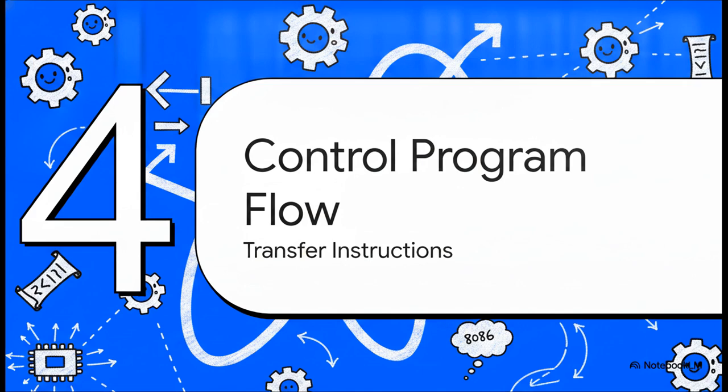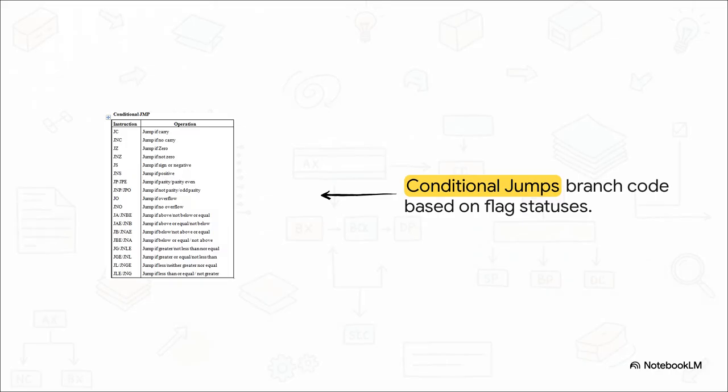Section 4. Controlling the program flow. Okay, so to control the flow and keep our programs from just running in a straight, boring line, we need decision makers. A standard JMP or CALL instruction unconditionally moves the program to a completely new location. Simple enough, but check out conditional jumps, like JZ for jump if zero or JC for jump if carry. These are the smart managers of our factory floor. They actually look at the status flags updated by your previous operations and branch the code only if those specific conditions are met. This right here is exactly how the 8086 makes choices.